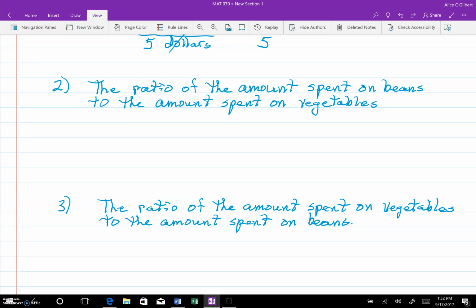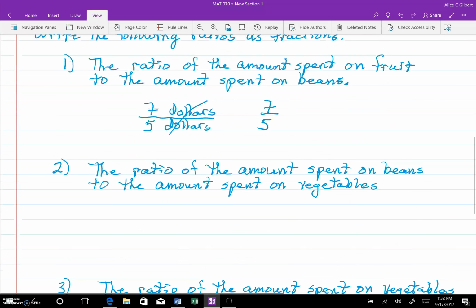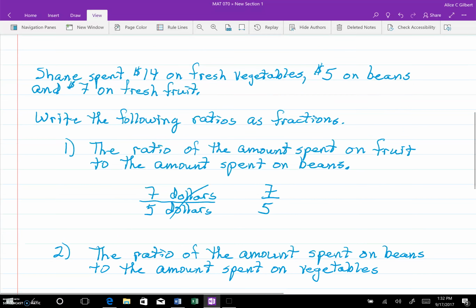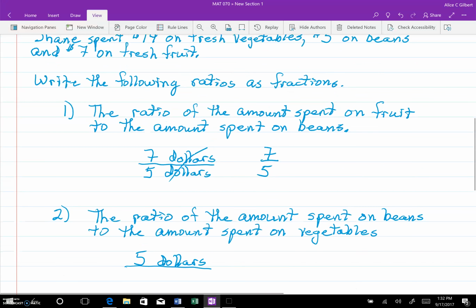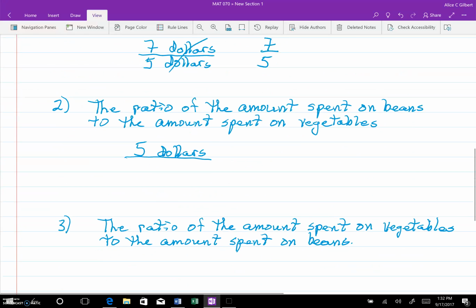Let's look at it again. Another one, the ratio of the amount spent on beans to the amount spent on vegetables. Well, the amount spent on beans is 5, again, dollars, and the amount spent on vegetables is 14, also dollars. Well, again, when it's the same top and bottom, it equals 1, and so our actual fraction is just 5/14.